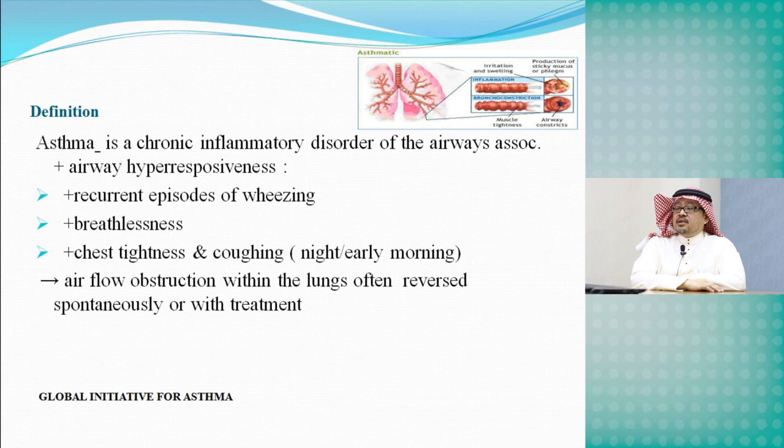Asthma is defined as a chronic inflammatory disorder of the airway associated with airway hyperresponsiveness and recurrent episodes of wheeze with breathlessness, chest tightness, and coughing, mainly at night and early morning. It is also associated with airflow obstruction within the lungs, often reversed spontaneously with or without treatment.